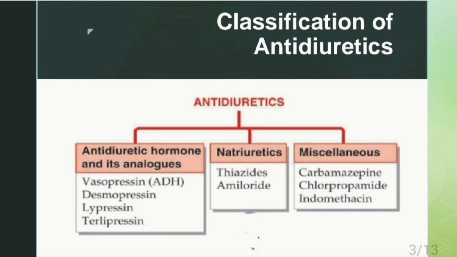Here is the classification of antidiuretics. There are three main classes of antidiuretics. First one is antidiuretic hormone and its analogues, for example vasopressin, that is ADH, then desmopressin, lypressin and terlipressin. Then the second one is natriuretics, in that thiazides and amiloride come. And the third class is miscellaneous, for example carbamazepine, chlorpropamide and indomethacin.